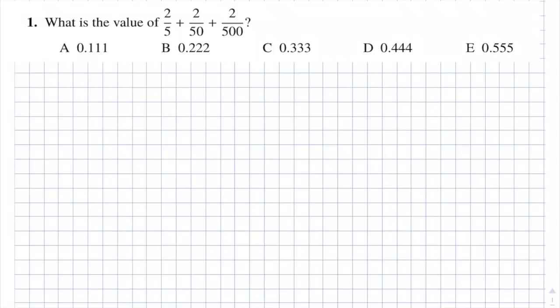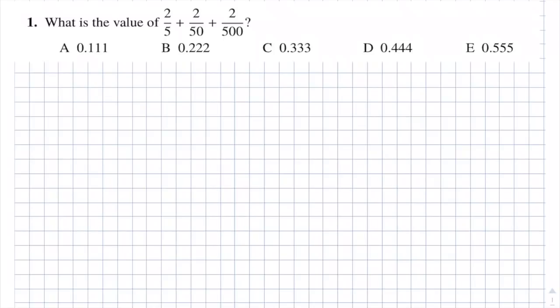So the first question says, what is the value of 2/5 plus 2 over 50 plus 2 over 500? We've got answers as A is 0.11, B is 0.22, C is 0.33, D is 0.44, and E is 0.55.